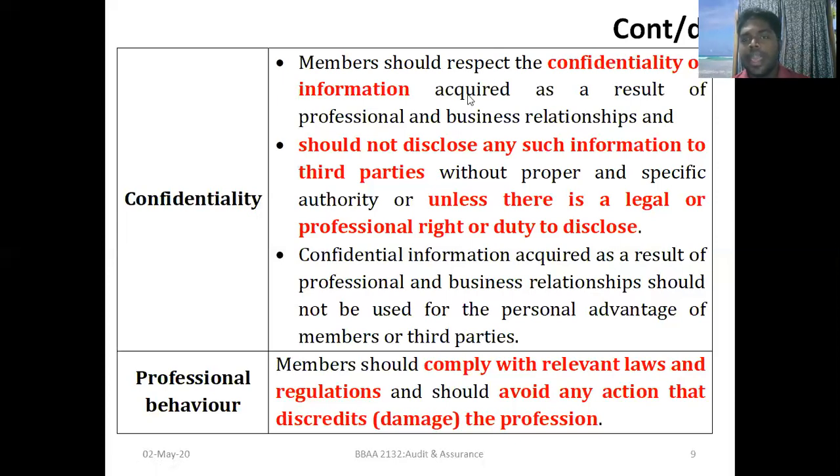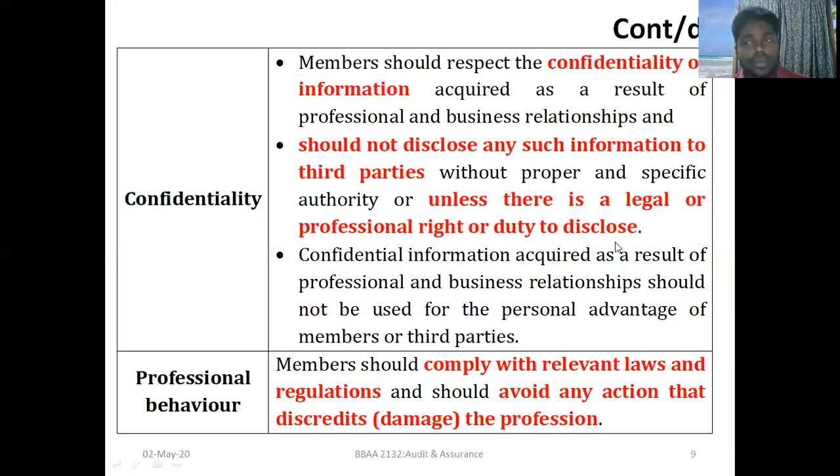Confidentiality of information acquired as a result of professional and business relationship should not be disclosed. This is very important. They should not disclose any information to third parties or other competitors or outside people, even his or her life partner, because that is one of the fundamental principles. They have to deal with the information very confidentially. They should not disclose any such information to third parties without proper and specific authority, or unless there is a legal or professional right or duty to disclose.